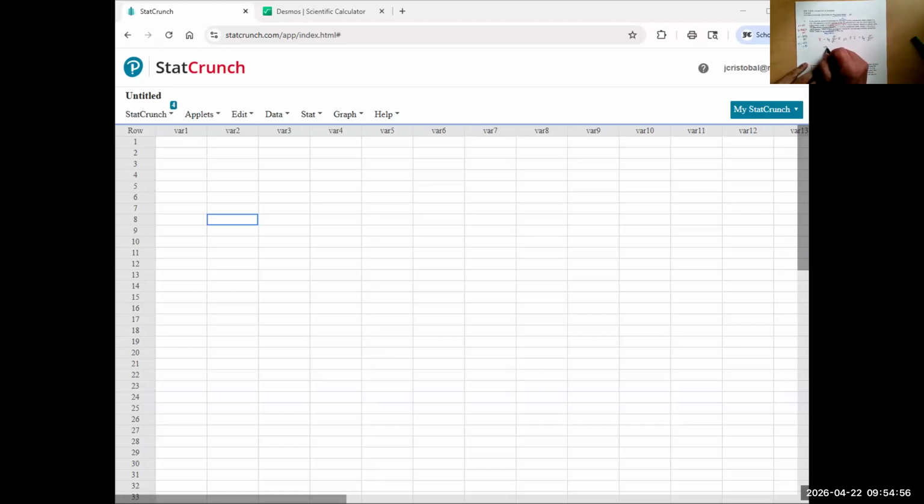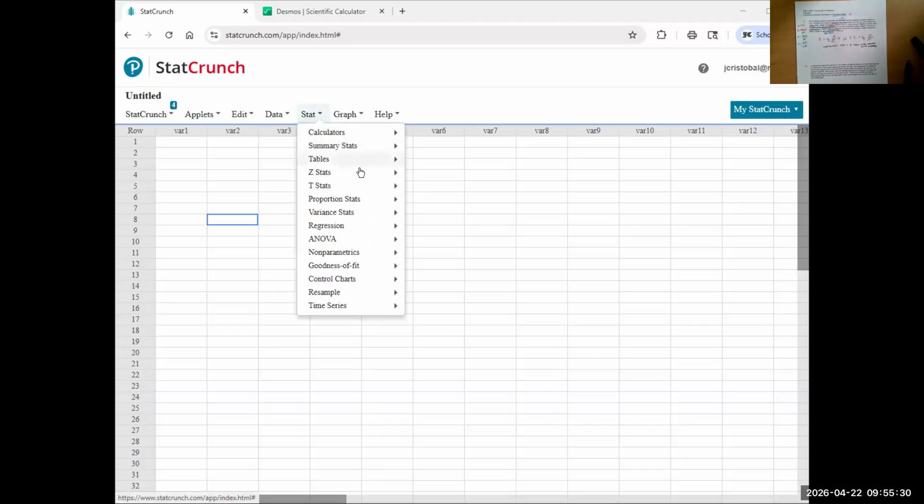But again, on StatCrunch, using that method, you go to the Stat menu. Then we go down to Z Stats, because we're using z scores. We go to Z Stats, One Sample. Again, we have the summary of our information here. We'll see a problem in a moment when we have the raw data. But there we go, One Sample with Summary. So on StatCrunch: Stat, Z Stats, One Sample, with Summary.